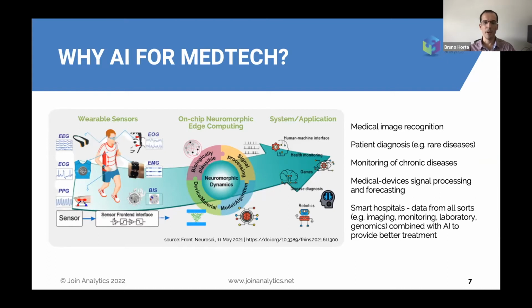One example is this new device from Brain4Care that can measure the internal pressure of the brain in a non-invasive approach. That used to be a very invasive procedure, where the doctor had to drill the skull of the patient to be able to measure the internal pressure of the brain. And nowadays this can be done in a non-invasive way with the use of AI. Then there are smart hospitals, a new concept that gathers data from many different sources, from medical devices, image, monitor, lab data, genomics, and combines everything to provide patients with better treatments.